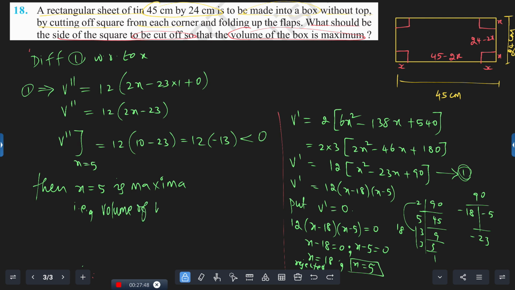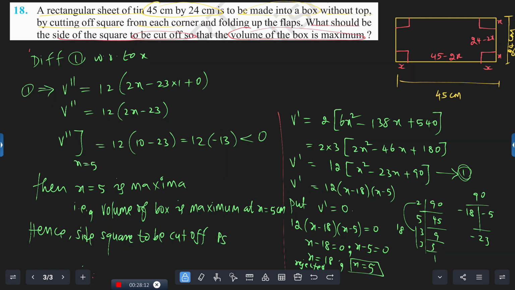Volume of a box is maximum at x equal to 5 centimeter. Hence finally what you can say, the side of square to be cut off is 5 centimeter. That's it.